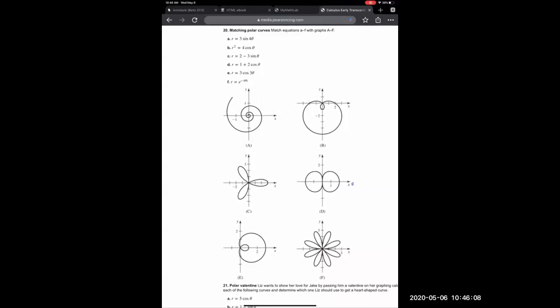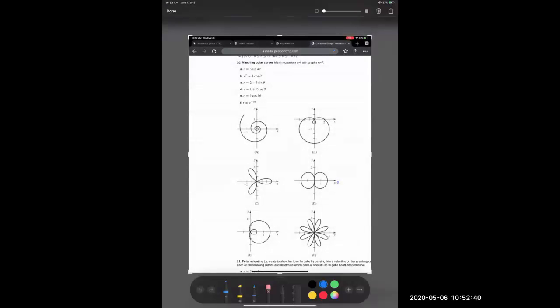All right, so here's the problem to consider. Let's take some time with it. I'm actually going to give you guys, say, 5 minutes to try to think about this. Matching polar curves: match equations A through F with the graphs A through F. Any suggestions?